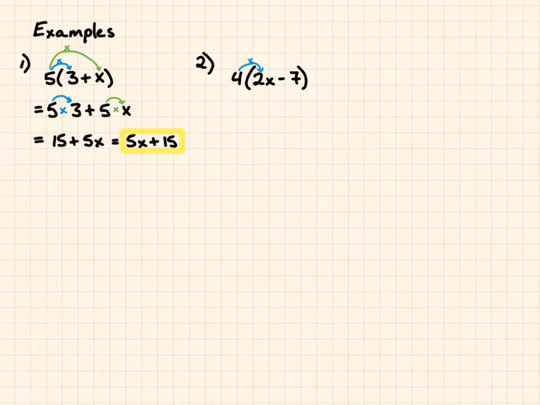The second example, 4 times 2x minus 7. So 4 times 2x and 4 times 7. I keep the subtraction in the center. And I end up with 8x minus 28.